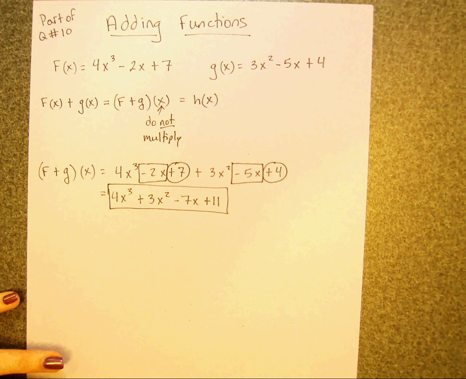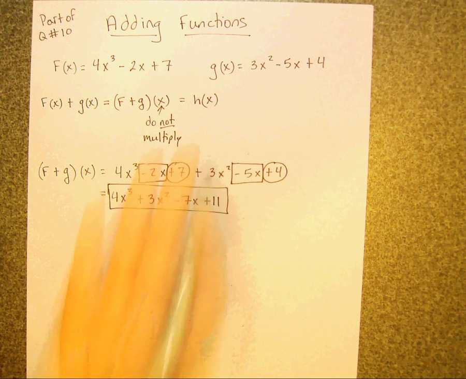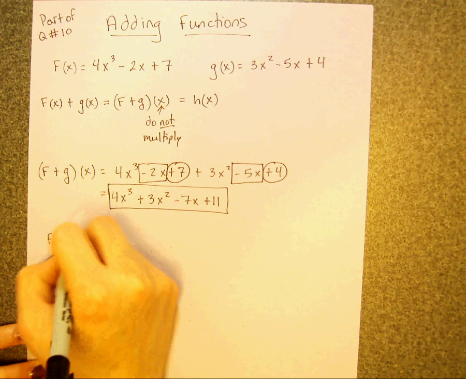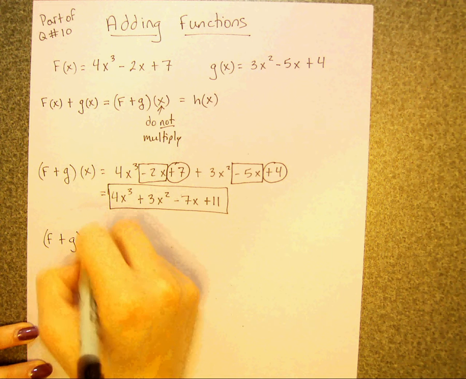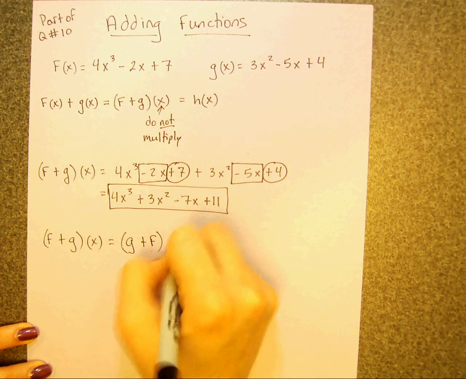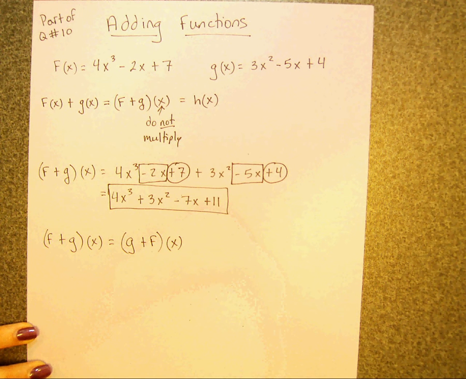Just like when we're adding plain constants, numbers together, when we're adding, order does not matter, right? 2 plus 3 gives me what? 5, right? It's not a trick question at all. 2 plus 3 gives me 5. And what is 3 plus 2? It's 5, right? Same thing with adding functions together. The order does not matter. So f plus g of x is the same thing as g plus f of x. The order does not matter.